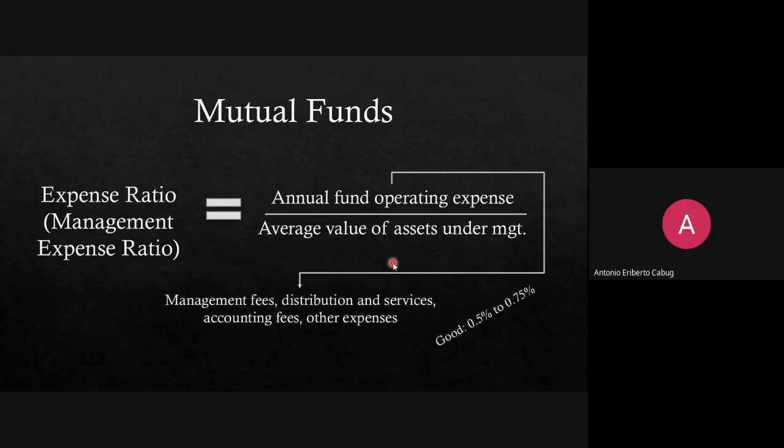So, the good ratio when you do this division should be between 0.5%, that's 0.005, to 0.75%. Okay? Less than 1% dapat yung ratio. 0.5% to 0.75%. Yan yung good ratio. Kung may nakita kayong 1.5% and above or greater than 1.5%, it's already expensive. Abusado na yung manager. Pag greater than 1.5% yung expense ratio.